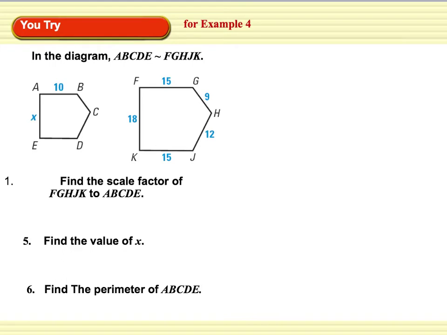Okay, let's try one on your own. In the diagram, ABCDE is similar to FGHJK. Find the scale factor of FGHJK to ABCDE. So make sure the FGHJK is on top, okay? Then go ahead and find the value of X, and then find the perimeter of ABCDE, okay? I'm going to push pause. You go ahead and work on it.